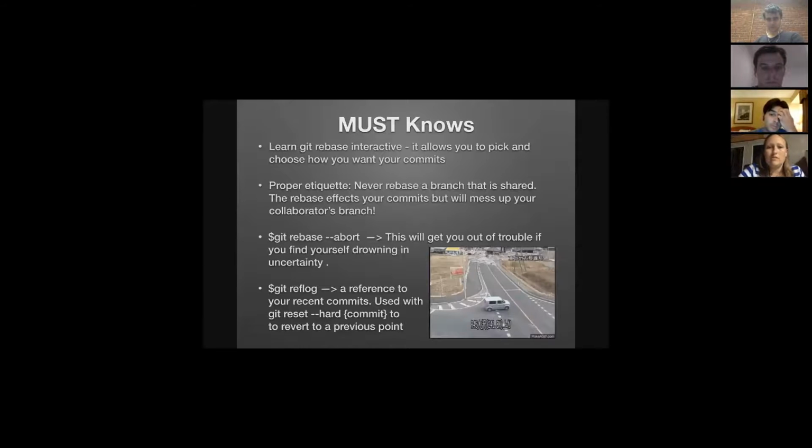All right. So some must-knows whenever you are doing rebasing. You need to learn git rebase --interactive. That is for your local commits, and it allows you to kind of pick and choose how you want to write your commits. So you can squash commits into one, if they're like 3 little tiny commits that you just made real tiny changes to, you can squash that all down into one. And like I said, pick and choose what you want.